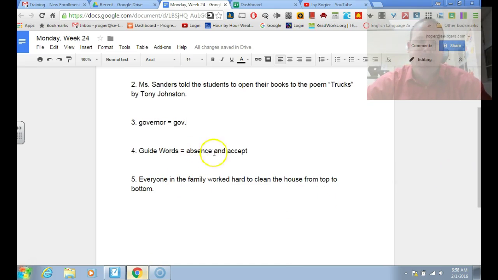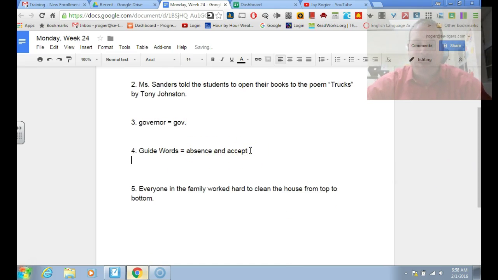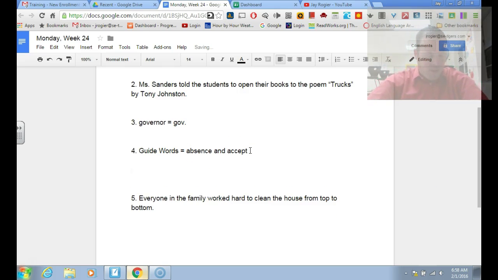Our guide words were absence and except. And this one actually asked you which word would not belong in the list. And so what the guide words are, they're at the top of the dictionary page, for those of you who don't remember, and they let you know, hey, if your word alphabetically is between absence and except, then it's going to be on this page. That's where that word's located. And so it just helps you go through the dictionary quicker if you're looking for a certain word. In this case, the word that would not fit would be abandon.